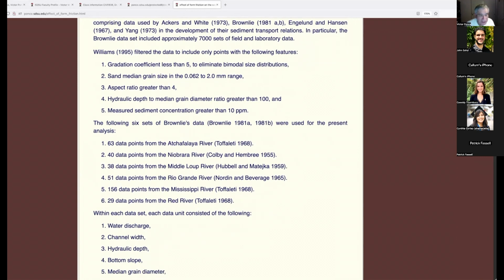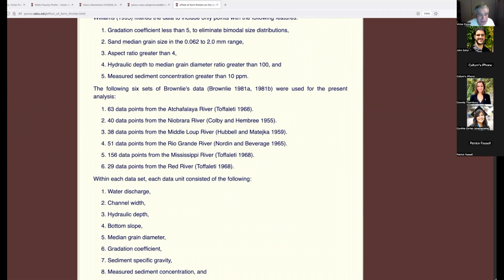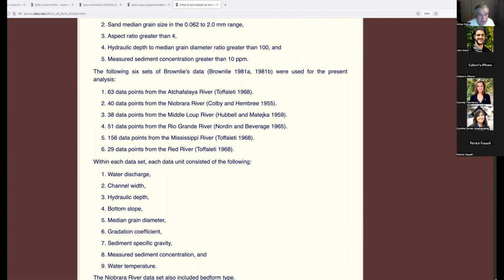The following 6 sets of Brownlee's data were used for the present analysis. So Dave Smith picked 6 sets of Brownlee data. There's a lot of Brownlee data, but he picked 63 points from the Atchafalaya, that was Toffaleti, and 40 points from the Niobrara River, which was the one that Colby and Hembree had put together.